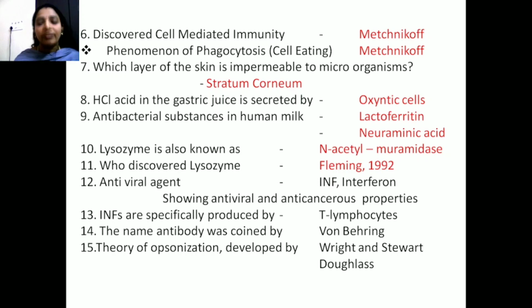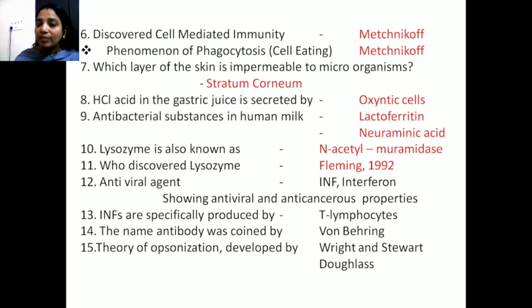Who discovered the lysozyme enzyme? Fleming, in 1922. Then, the antiviral agent, a very important question. The antiviral agent of our body is interferon. Interferon shows antiviral and anti-cancerous properties. Very important question: which one possesses antiviral and anti-cancerous properties? Nothing but interferon. Interferons are specially produced by T lymphocytes.